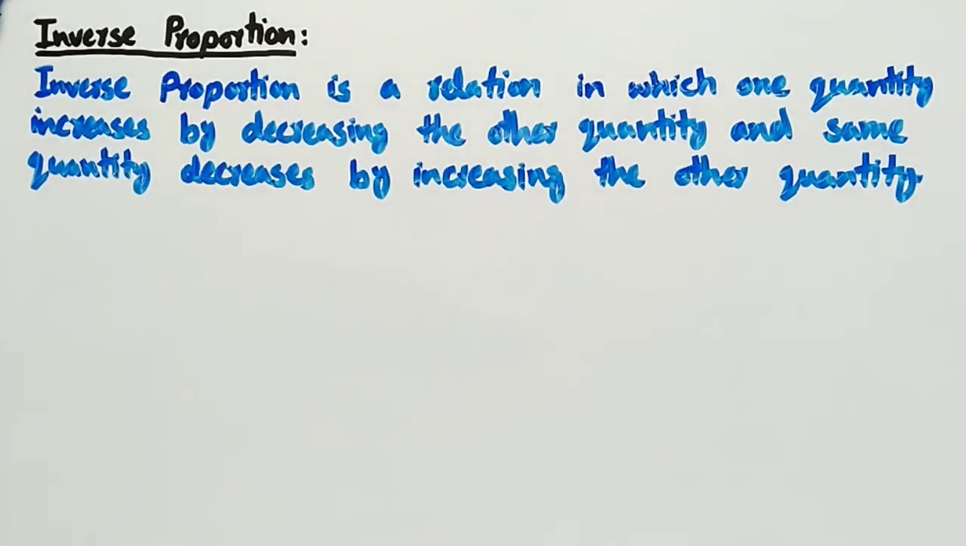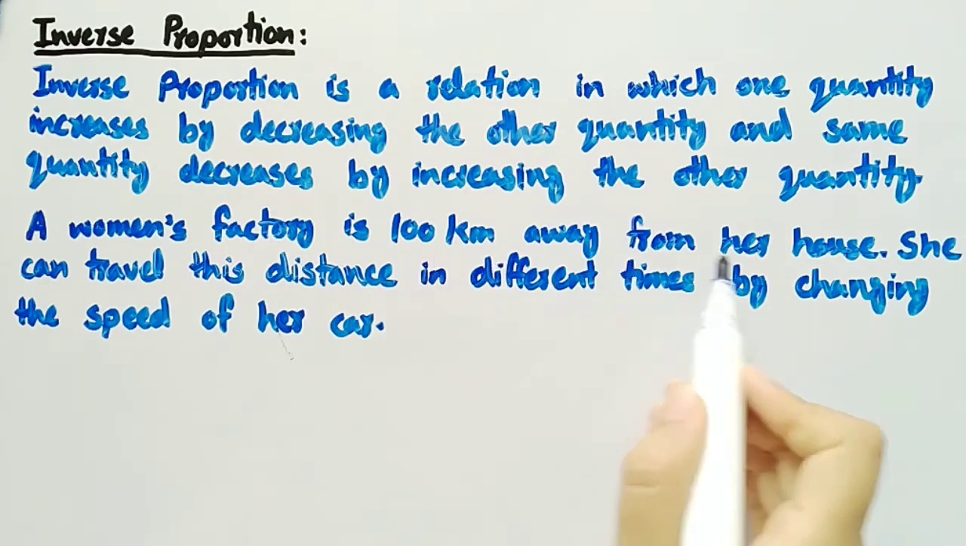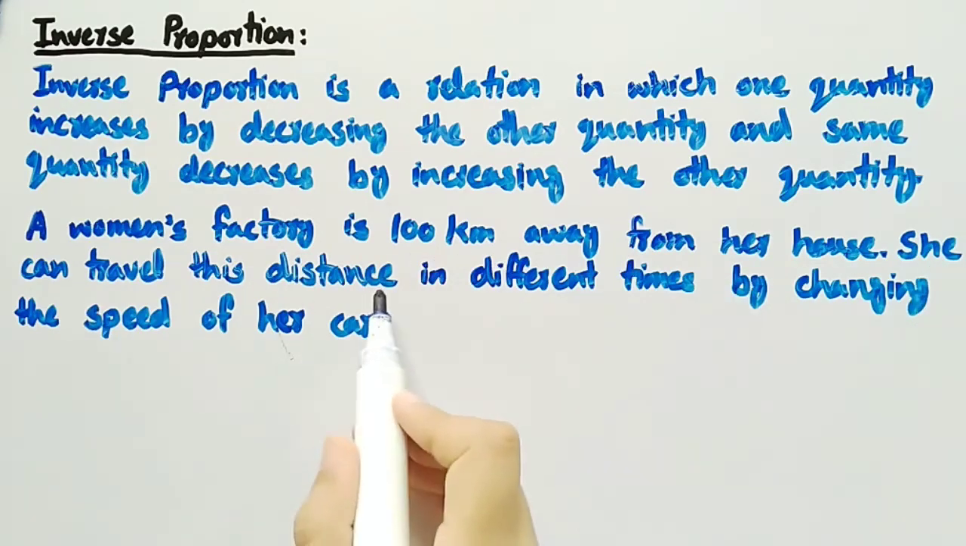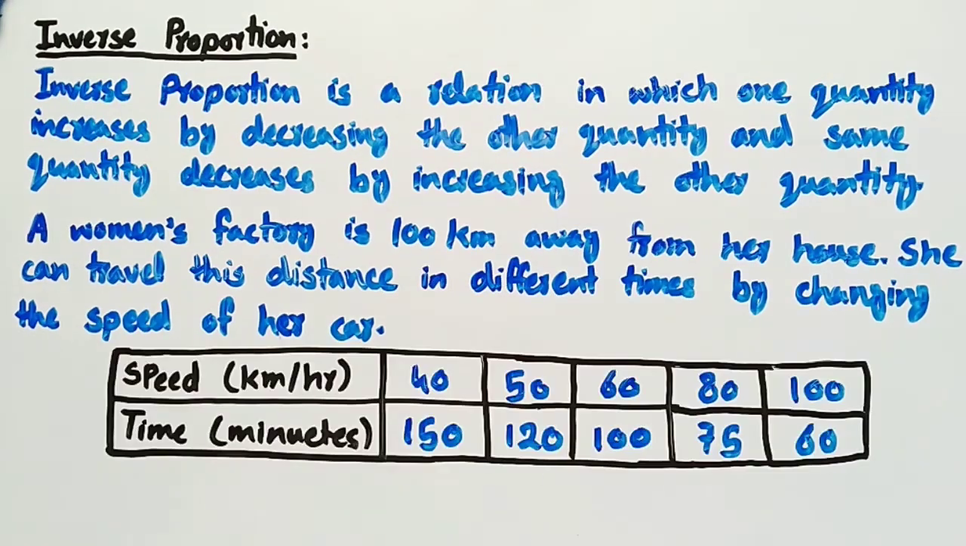To understand what is inverse proportion, let's consider that a woman's factory is 100 km away from her house. She can travel this distance in different times by changing the speed of her car. This table is showing different speeds and times of a car. From this table, we can observe that by increasing the speed of the car, the traveling time is decreased. So we can say that the time is inversely proportional to the speed, and such proportion is called inverse proportion.